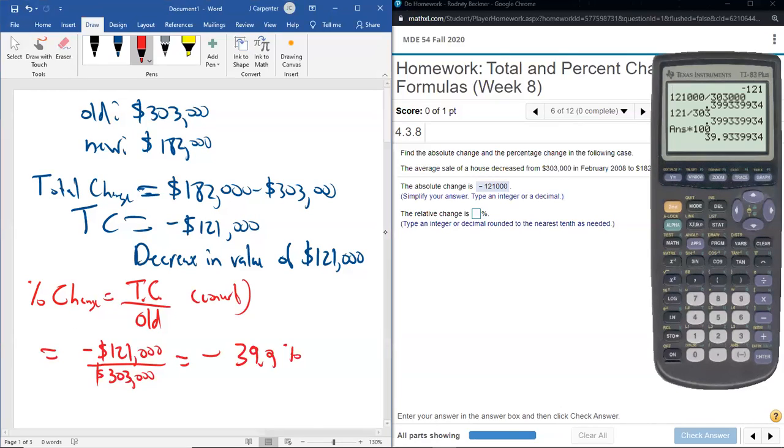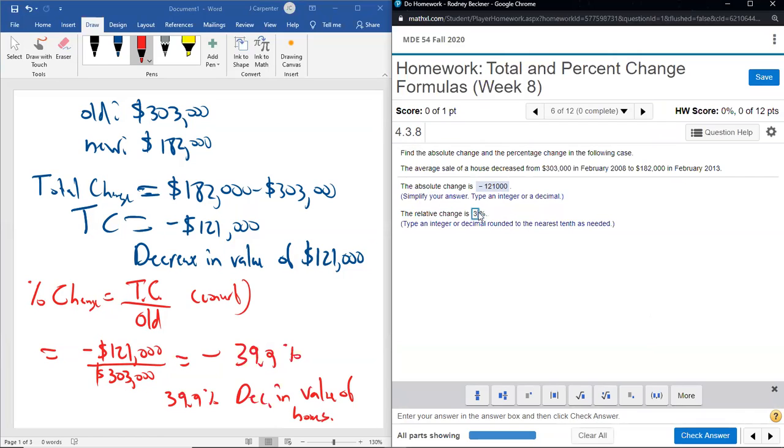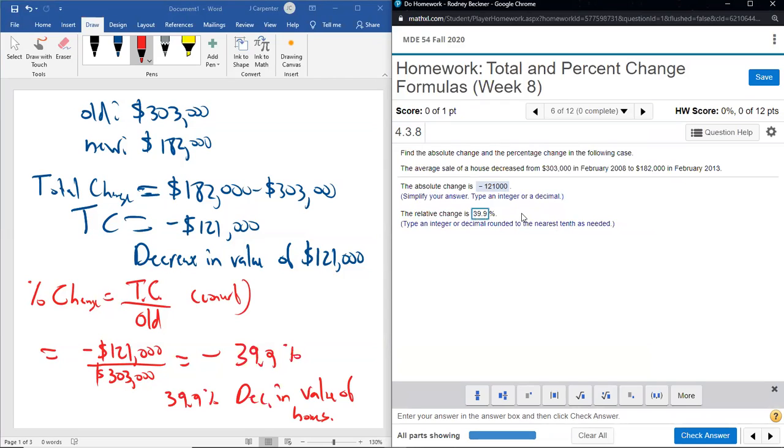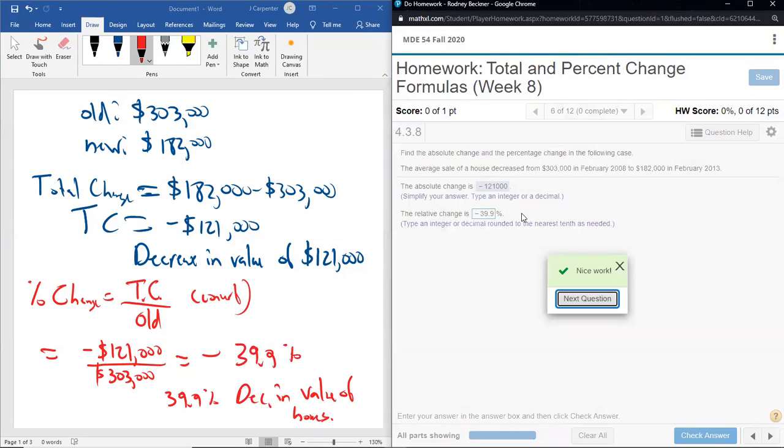And it's a negative, of course, so that means there was a 39.9% decrease in the value of homes on average. Let's see if that's right. 39.9, and they have the percent symbol in there for us already. And did I forget my negative? I did forget my negative. That's all right. Negative 39.9, that's twice. There we go.